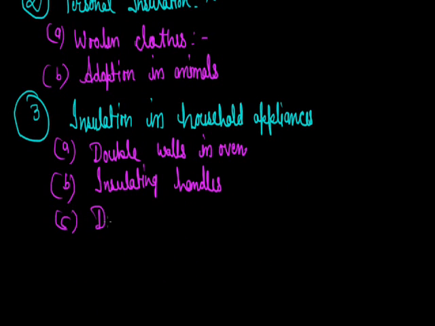Third, double walls in ice box. An ice box is a double walled box. The space between the walls is packed with insulator like cork, glass, wool, etc. to provide heat insulation so that heat from outside is not conducted to the ice inside the box and ice does not melt.